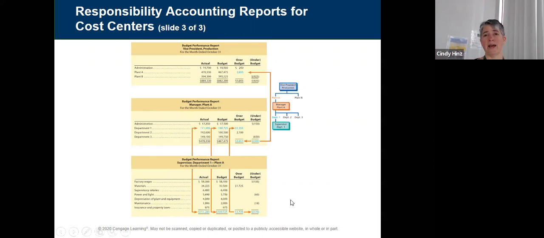And so even within that cost center of production, we can still drill down and get to the lower levels of analysis. And that's what we're going to be doing in our first exercise. So let's go to that now.